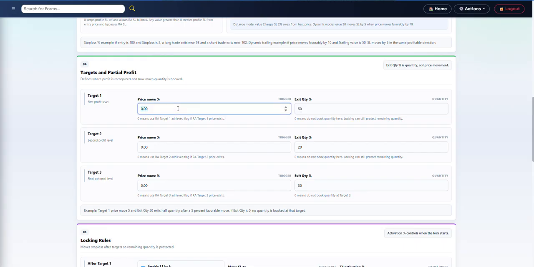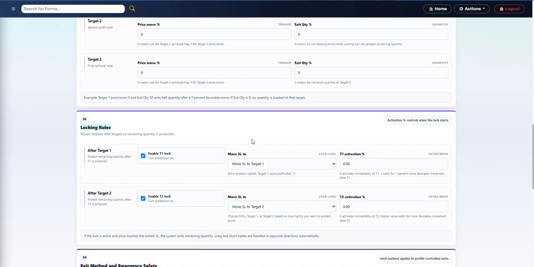And if you want to override targets, then you can mention your own target. For example, T1 is 5%, T2 is 10%, and T3 is 20%. Like this, you can create your own target 1, target 2, and target 3. In this case, whatever targets RA has given will be overwritten with your targets. So you can have your own target and you can decide how much quantity you want to exit. If you're keeping it 0, then RA targets will be taken over and it will be exited depending on the RA targets.